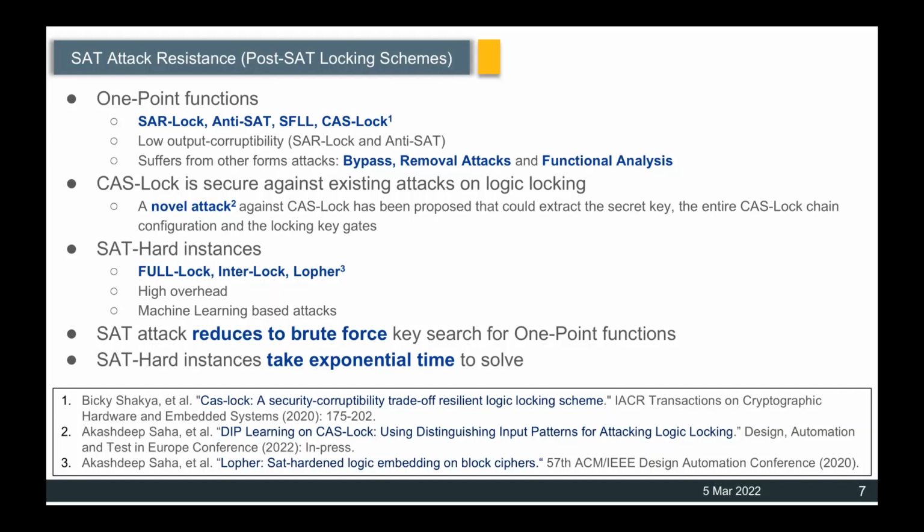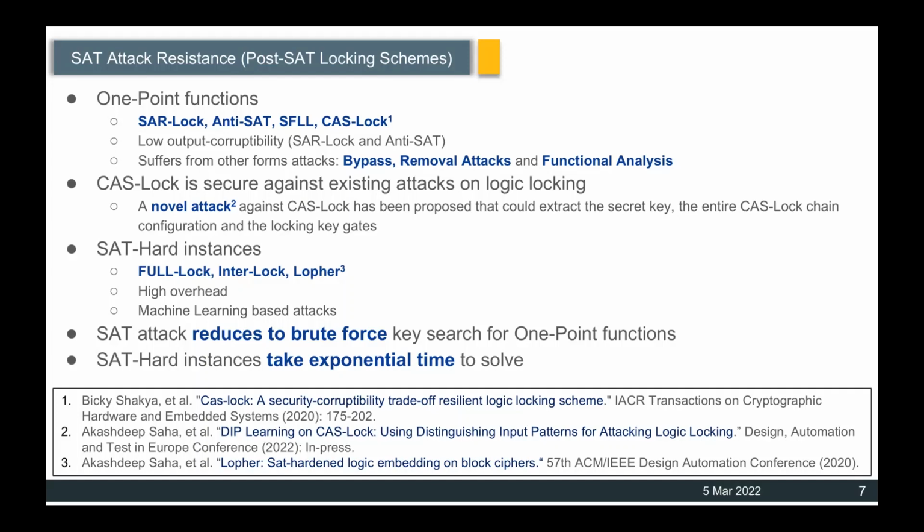So while these were not the best possible designs to prevent SAT attacks because of these aforementioned attack vectors, there was another line of research which tries to develop what are called SAT hard instances.